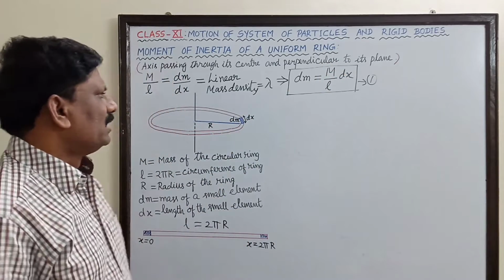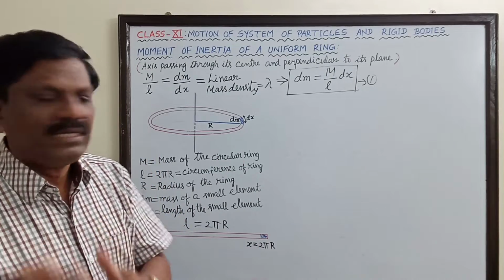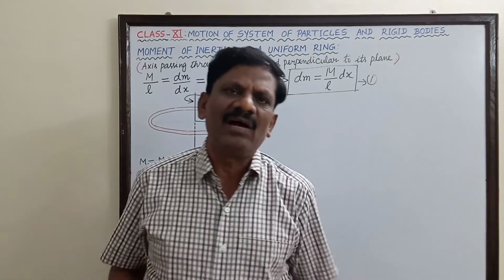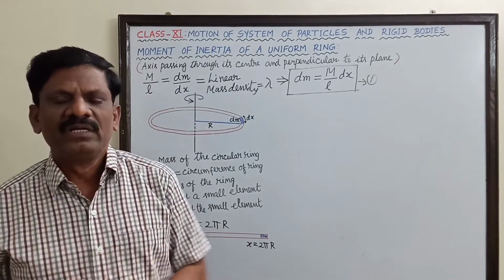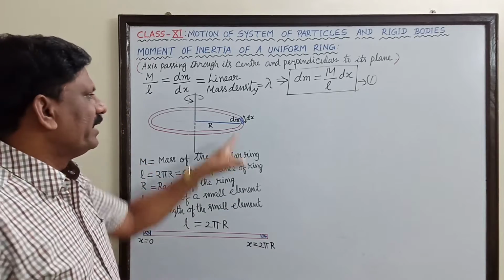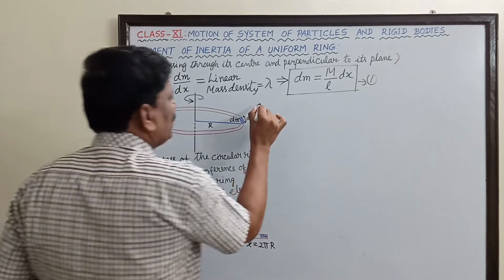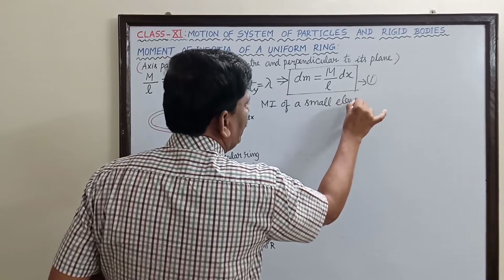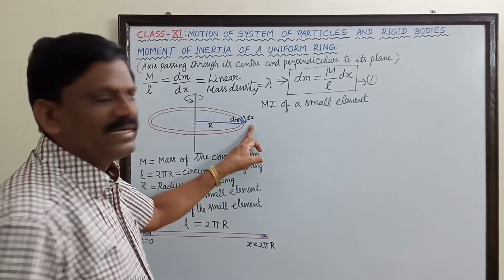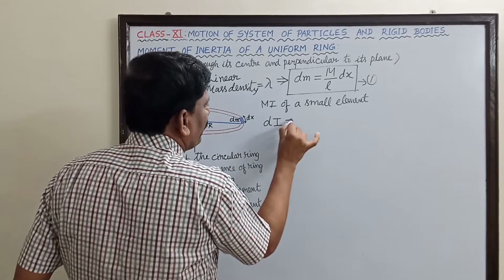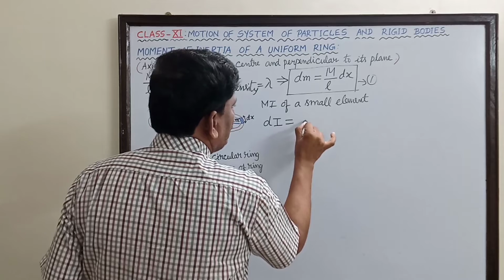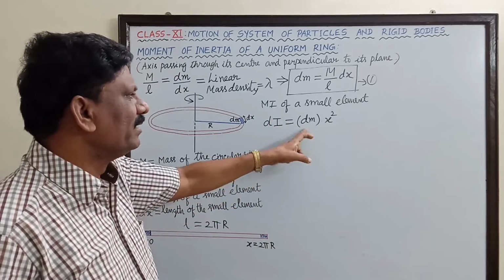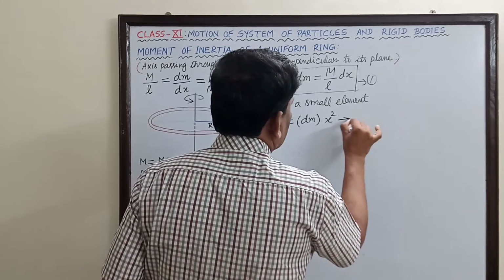Then what is the opposition offered by this small element to the rotation of the ring? Suppose it is rotating about an axis, each and every portion of the ring will oppose the rotational motion. That only is called moment of inertia. So first I will find the opposition offered by this small element to its rotation. The moment of inertia of a small element of mass dm and length dx is denoted by the symbol dI. It is equal to the mass of the element into distance squared, dm into x squared. So this is step number 2.